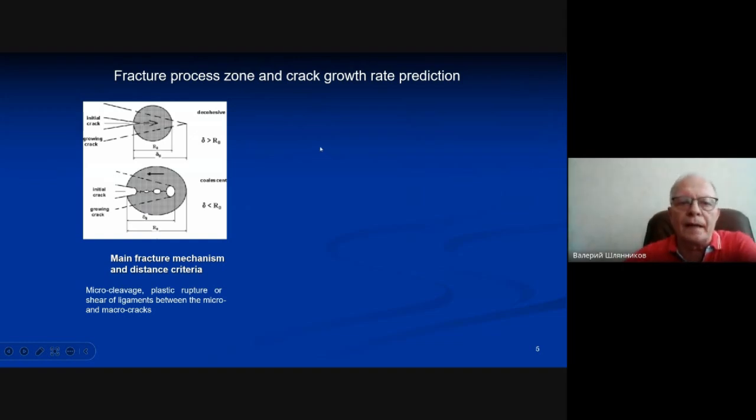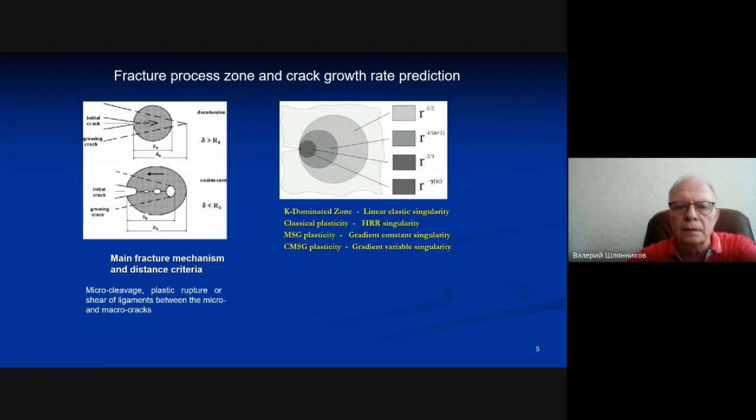The increment of crack length may have the meaning of fracture process zone size, which is addressed to the dominant fracture mechanism, for instance, the cohesive or coalescent one. And this size of fracture process zone depends on crack tip singularity. For instance, elastic crack tip singularity, plastic, classical Hutchinson-Rice-Rosengren solutions, and the modern theory of gradient strain plasticity.